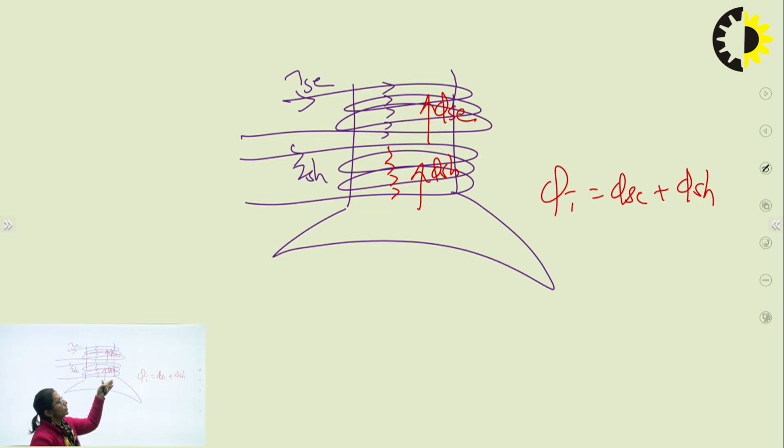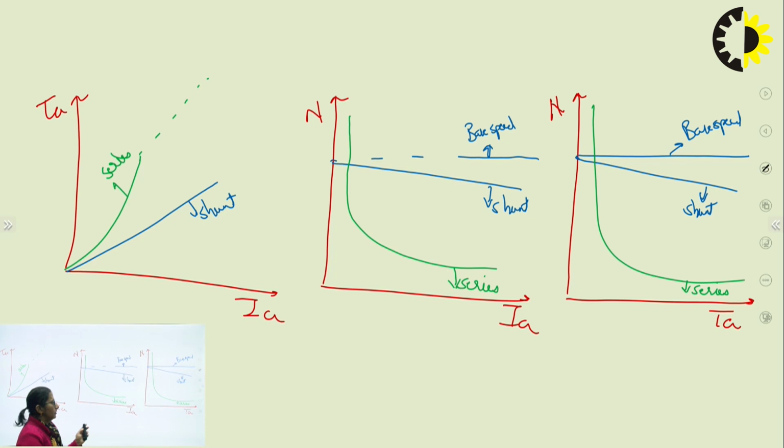Whereas in case of differential, what is going to happen? One of the directions may be reversed. If the flux created by the shunt field winding is in the opposite direction, then the total flux would be the difference of the two. Thereby it is named as differential compound motor. So let's go with the characteristics.